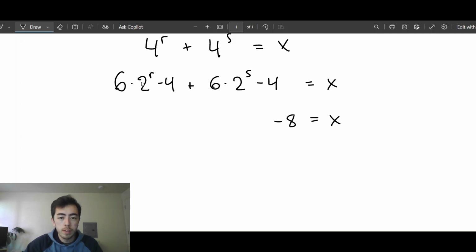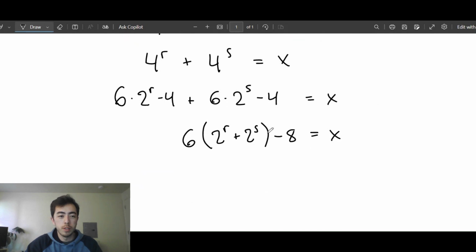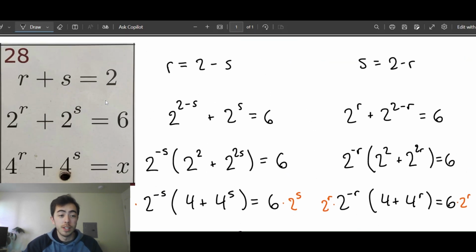And then let's factor out this 6. 6 times, and then 2 to the r plus 2 to the s. So if you distribute out the 6 again, we're going to get this term and this term, and this minus 8 covers both of these minus 4s. And what's cool here is actually I returned back to my first equation, 2 to the r plus 2 to the s, or I guess the second equation. That's this one right here. This is the number 6.